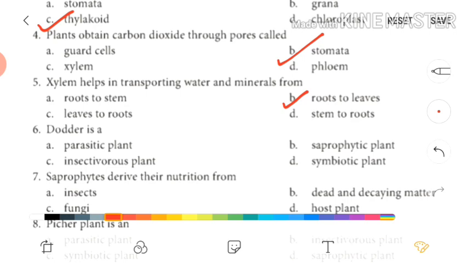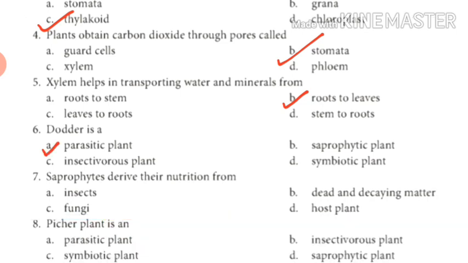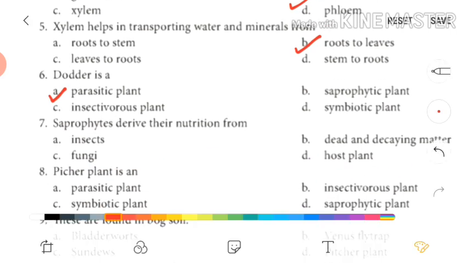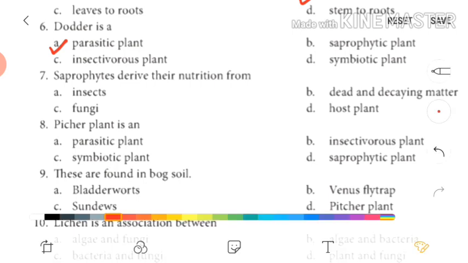Now sixth one, dodder is a parasitic plant, dodder plant and host plant. This will be included. That means this dodder is parasitic because it climbs on the surface of the other plant and absorbs nutrients. Now seventh one, saprophytes derive their nutrition from dead and decaying matter, so the answer is B.